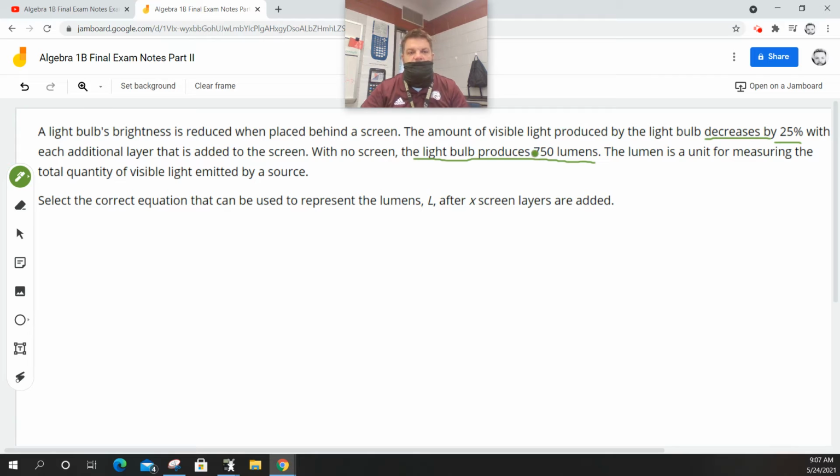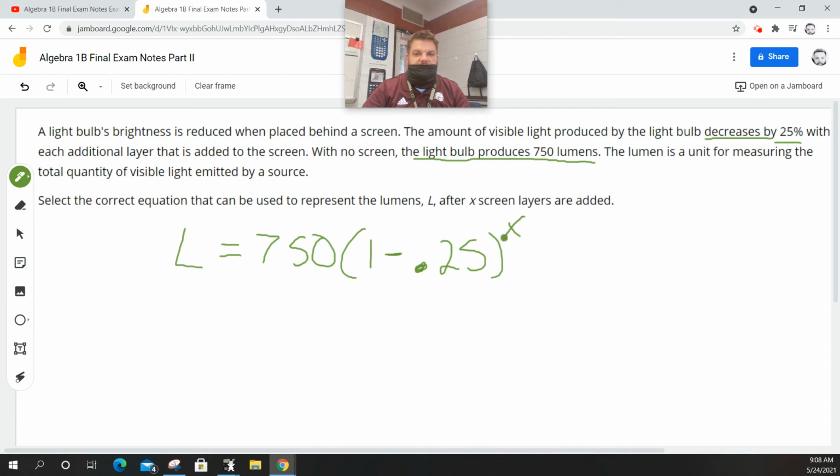The lumen is the unit of measuring the total quantity of visible light emitted by a source. It looks like we have to write an equation for L after x number of screens are added. So L is going to be equal to the initial intensity, 750. Decreases means that I'm going to say 1 minus, because it decreases 25%, but 25% as a decimal is 0.25. So 1 minus 0.25, raised to the x.